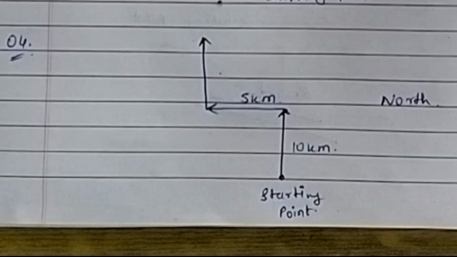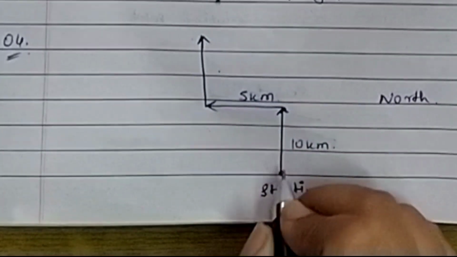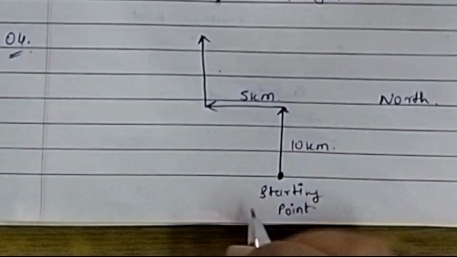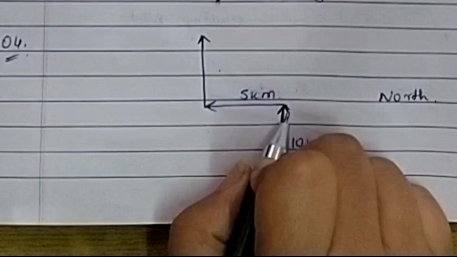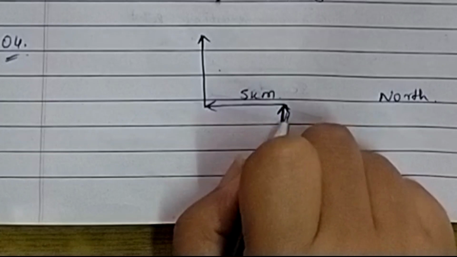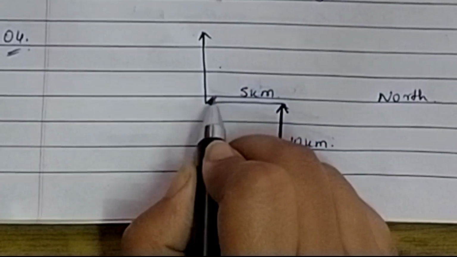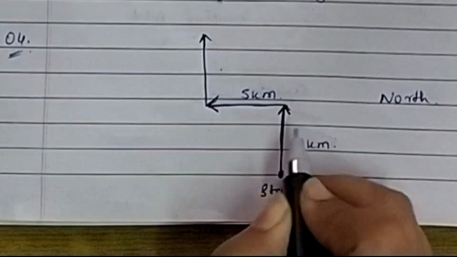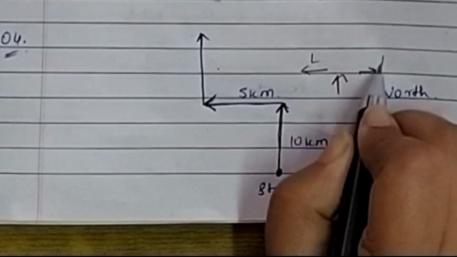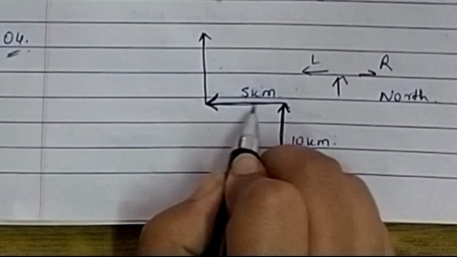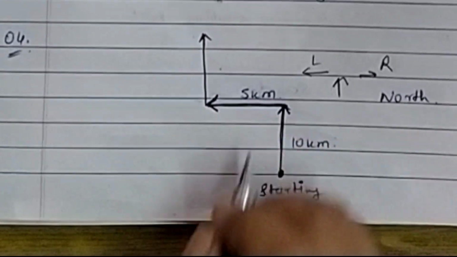So basically a taxi driver started his journey, 10 kilometers towards the north direction. So if we consider this as a starting point, he drove 10 kilometers in the north direction and turned to his left and drove 5 kilometers. So he is turning to the left direction. By facing this way, the left will be like this and right will be like this. So taking left turn, he has covered 5 kilometers.